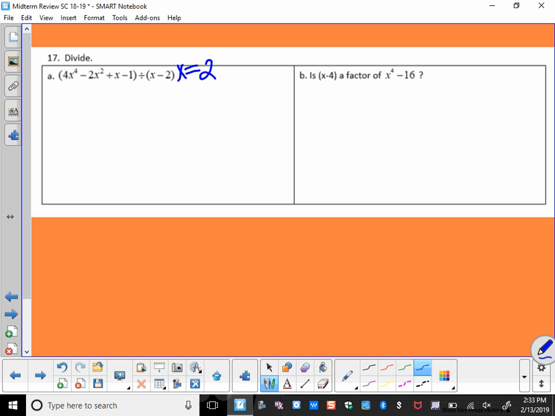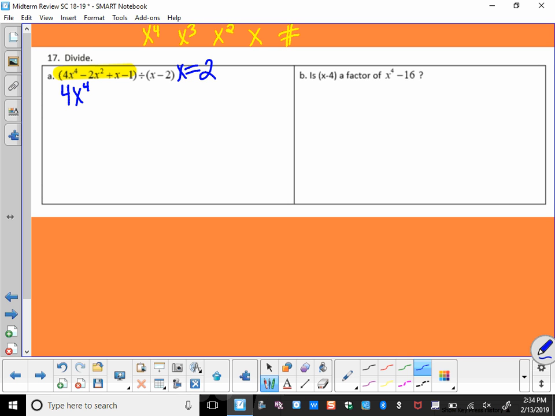Alright, now let's look at my polynomial that they want me to divide. 4x to the 4th minus 2x squared plus x minus 1. Do you guys remember that everything has to be in order? If my highest exponent is x to the 4th, what comes next? Third, and then the second, and then the first, and then your number, right? You need to have all that when we have our equation here. So this should be 4x to the 4th.